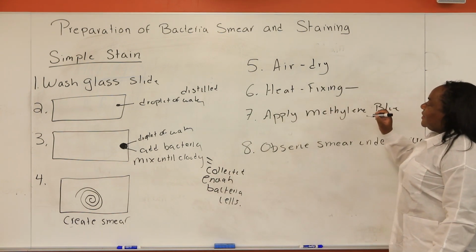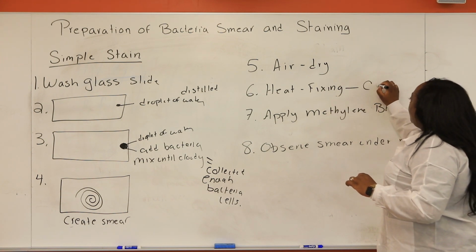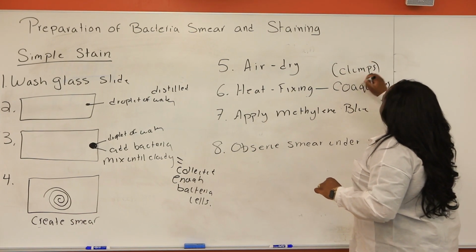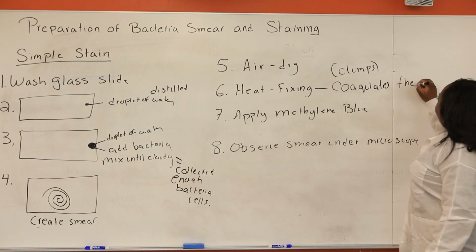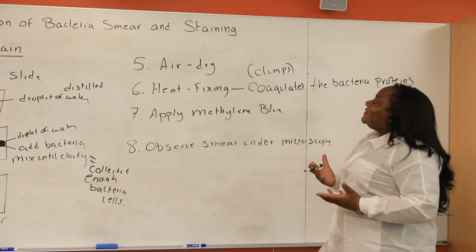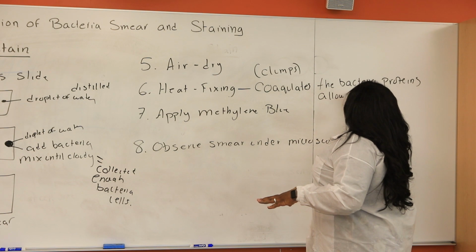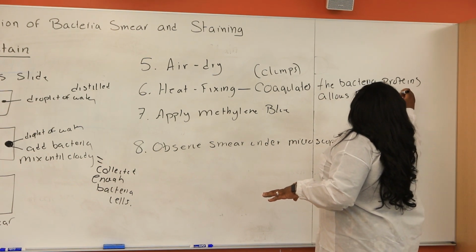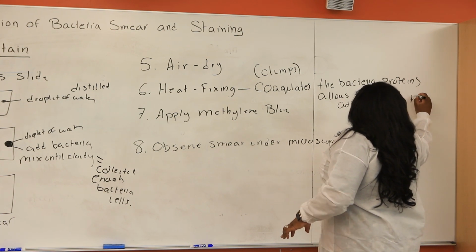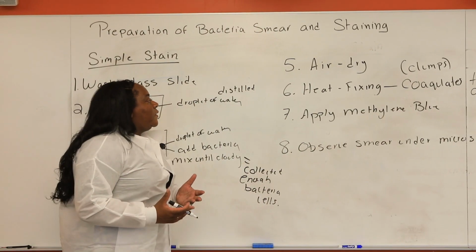So heat fixing, what happens is, you're passing your smear through the flame, and the heat fixing coagulates, another word, clumps, but we're going to use a scientific word, coagulates the bacteria proteins. And this allows the bacterial cells to adhere, you want to say stick, to the slide, okay? And you don't want to overheat fix.